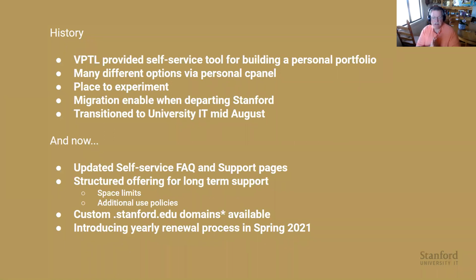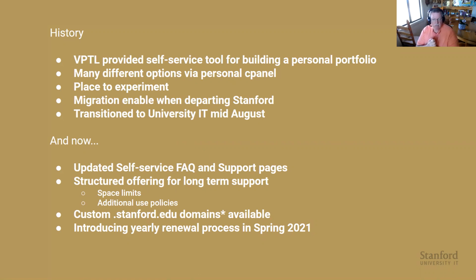Additional use policies have been implemented for it, which are out on our support pages. And we've created a process for getting a custom .stanford domain, which kind of goes back to the NetDB question earlier. So if you want to get a custom name .stanford.edu for your website or multiple websites under your cPanel, that's doable. There's a request form for that. It gets approved by UCOM first, and then we get the setup completed for you behind the scenes, let you know that it's done, ready to go.